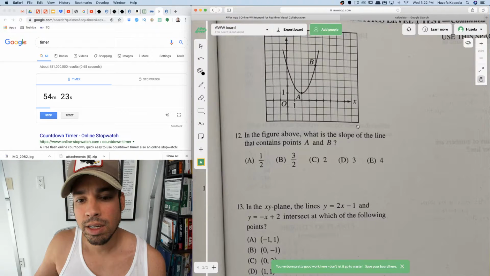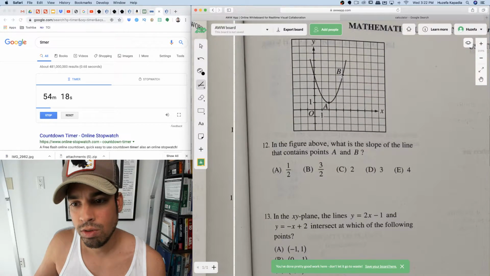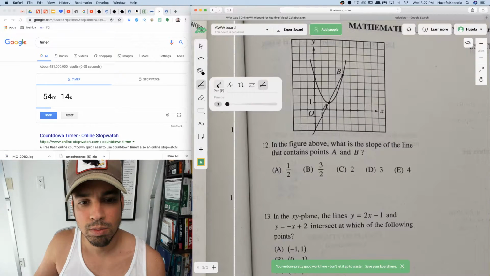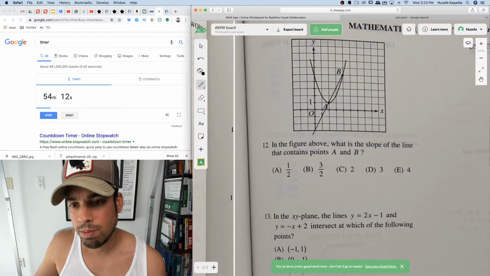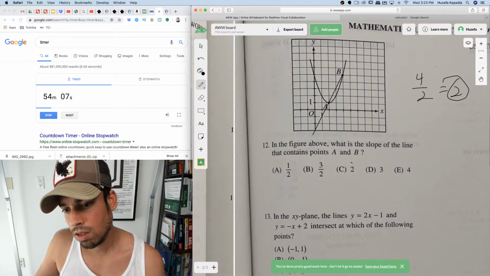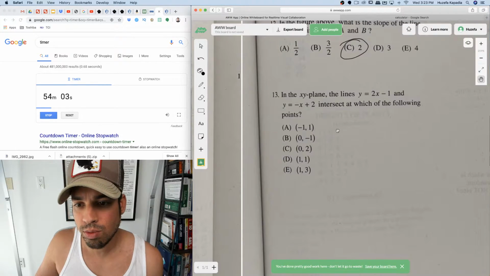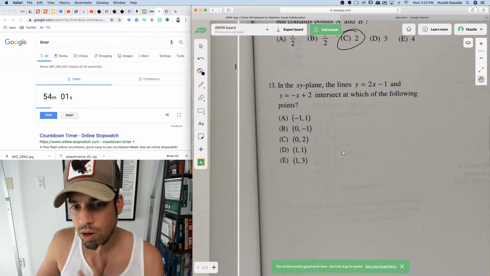In the figure above, what is the slope of the line that contains points A and B? Well, I've got a nice line tool, so I can do this, and I don't have to do much work other than that. It's literally up 4 over 2. So it's a slope of 2. That's it. Pretty straightforward.